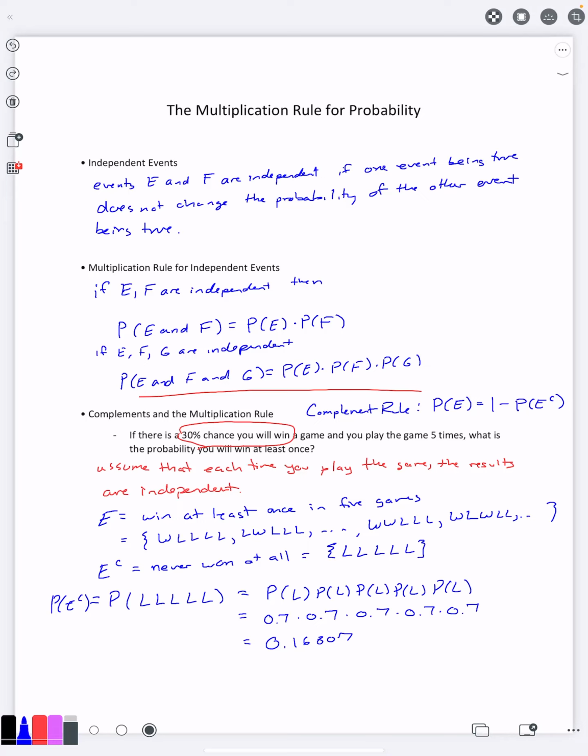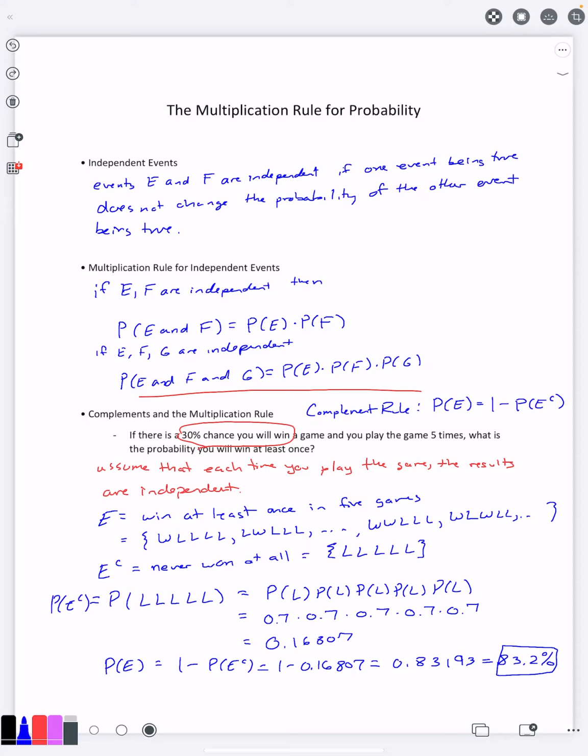0.16807. And what that means is, using the complement rule, the probability that we win at least once is going to be 1 minus this number we just calculated. Putting that in my calculator, I get 0.83193, or if I round it, say 83.2%. So this is the chance that you'd win at least once in those 5 games, when there's a 30% chance in each one of them that you would win.